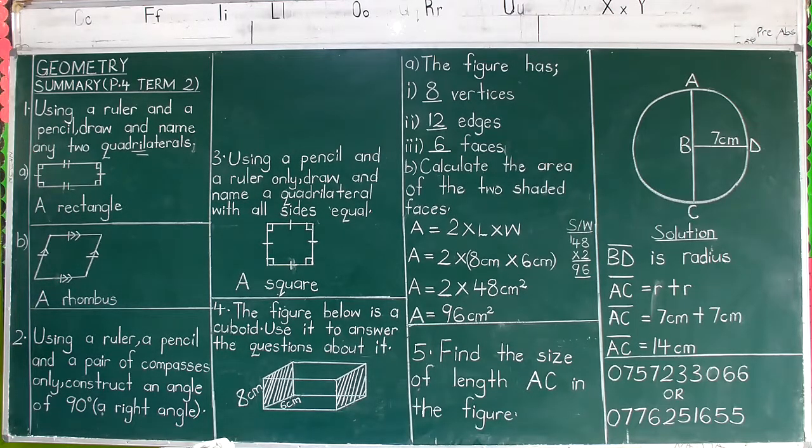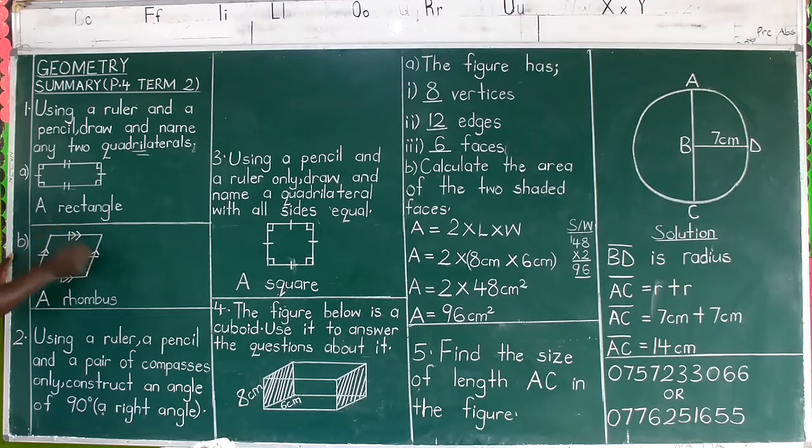Then I went to a rhombus. The rhombus has got all sides equal, but it's not a square. So be careful. This is a rhombus with all sides equal, but with opposite sides parallel. Just see these arrows: 2 arrows, 2 arrows, 1 arrow, 1 arrow. That's a rhombus. So I said you can choose the rest of the quadrilaterals as long as they are 4-sided. So you draw any of the 2 you feel like.